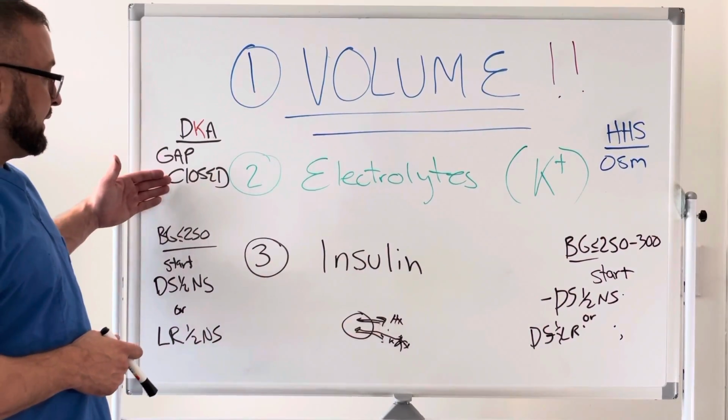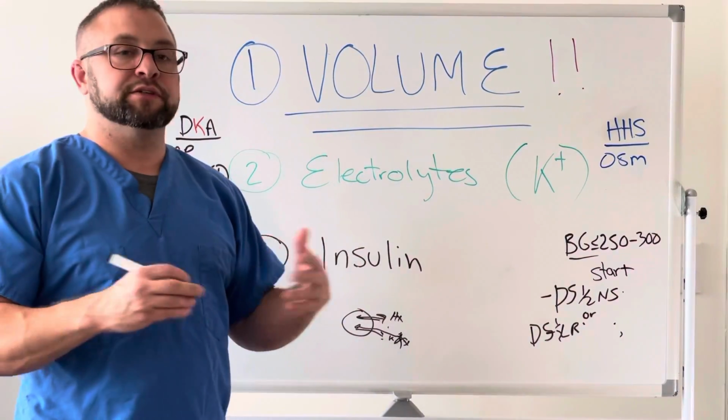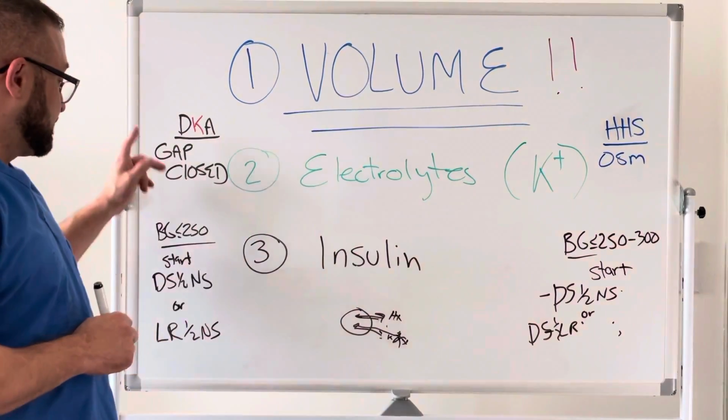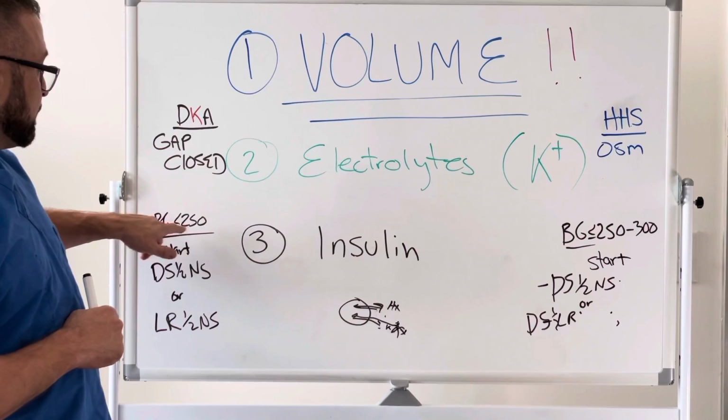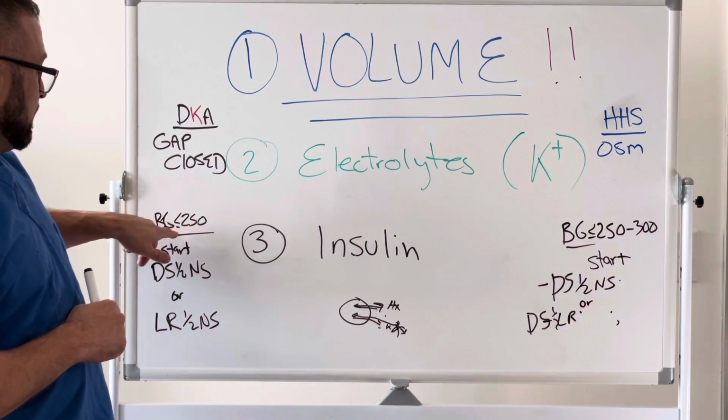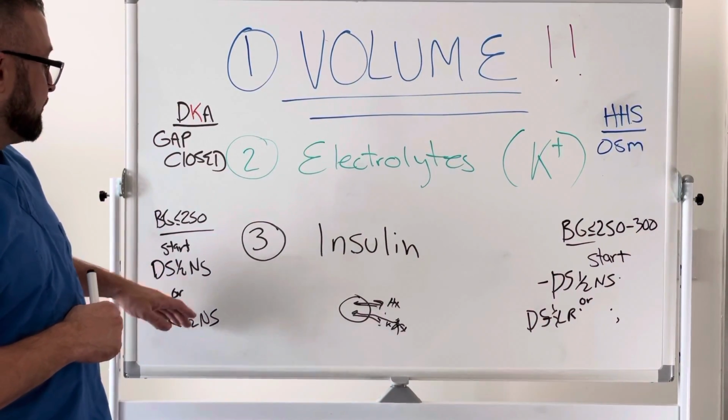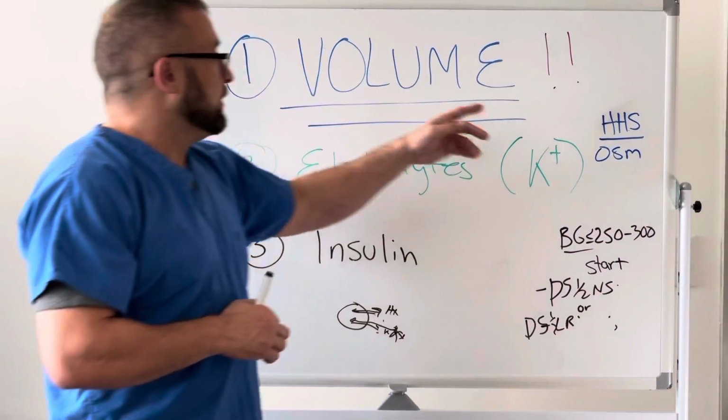The gap is the big thing, and this one you'll have the physicians ask you, is the gap closed? Is the gap closed? That's what they mean there. And the other things, remember, fluid first. And when blood glucose is equal to 250 or lower, you're going to start that D5 half or D5 half LR.